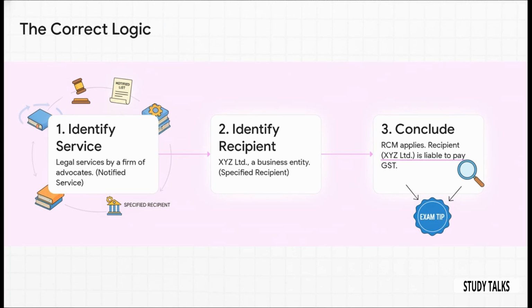Let's run it through our mental checklist. Step 1. What's the service? It's legal services from a firm of advocates. Is that on the government special list? Yes, it is. Check. Step 2. Who's the recipient? It's XYZ Ltd, a business entity. Is that a specified recipient for legal services? Yes, it is. Check. So what's the conclusion? Boom. Both conditions are met. RCM applies, and XYZ Ltd has to pay the GST. See how easy it is when you have the right framework?